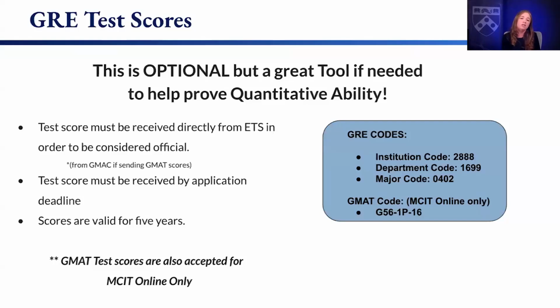For the MCIT online, we could also accept GMAT scores, again, sent directly from the testing center. You also have this GRE cheat sheet code here, always available to you. You want to make sure you're sending that to the right place. And again, we also can always assist you if you're having trouble making sure those test scores have come in and attached to your application appropriately. That is what we are here to assist with.